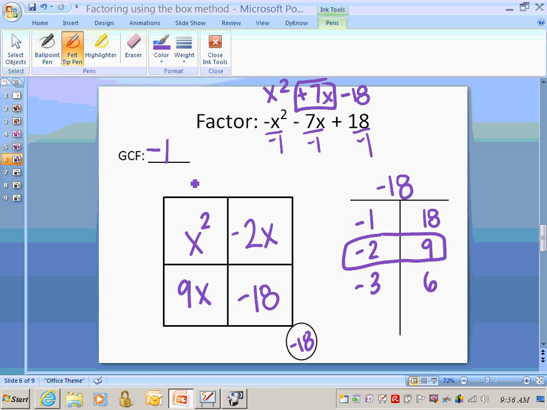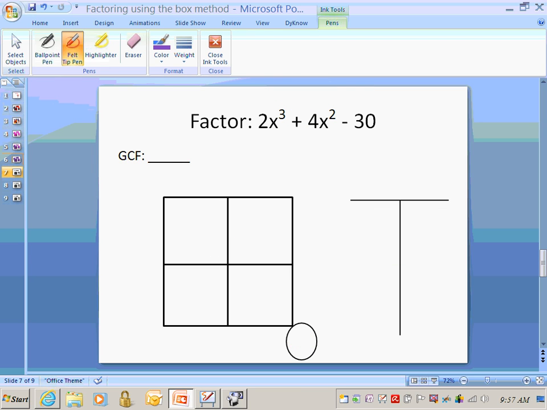So my factors are, okay, so then I write them, very good. Area or volume? Volume. There's 3 of them. Okay, next one. Work it out. Was there a GCF? 2.